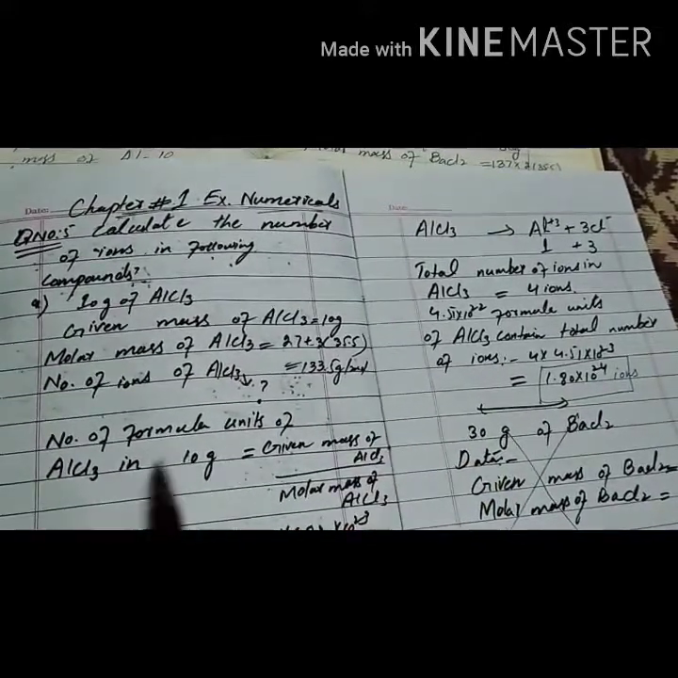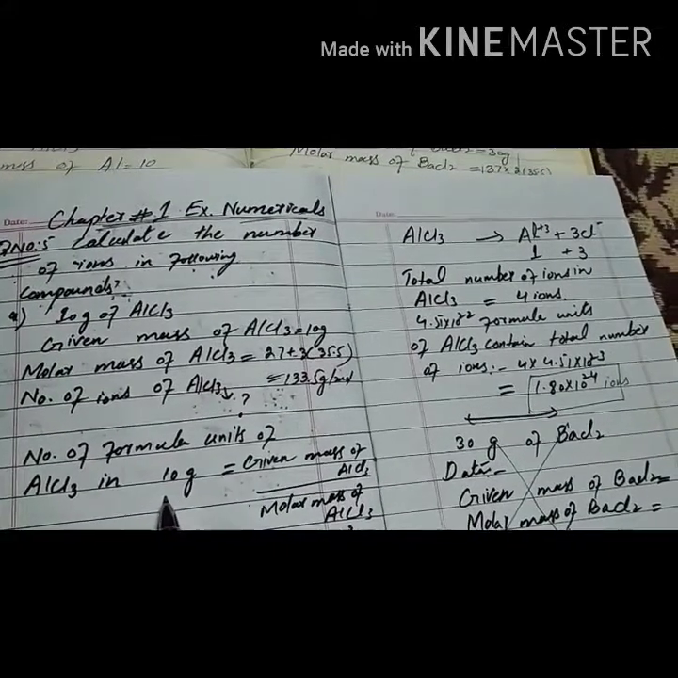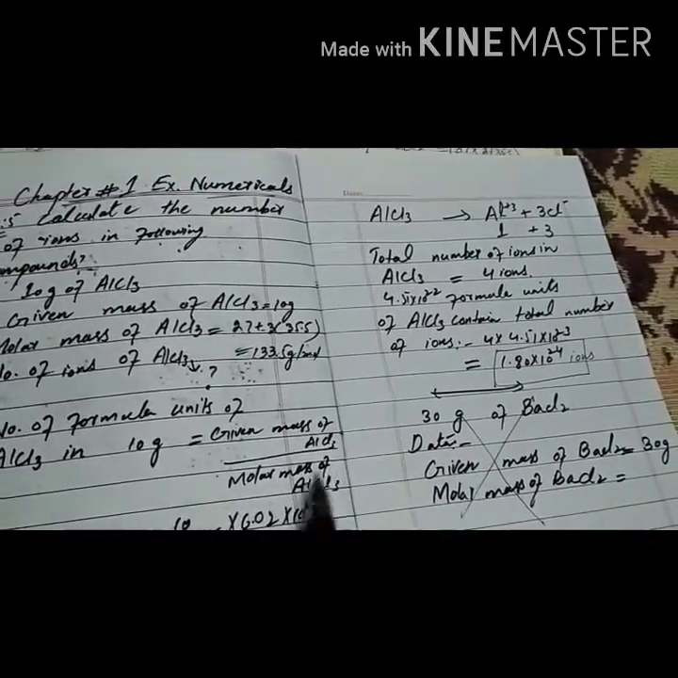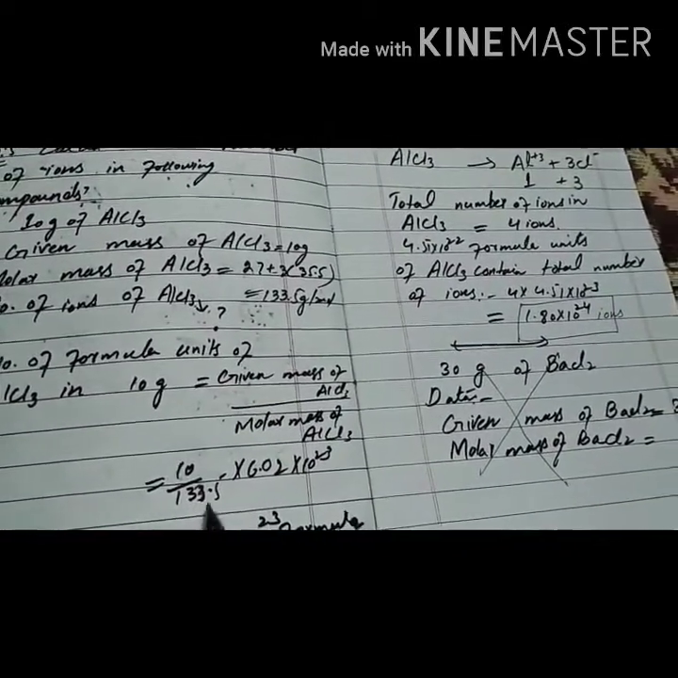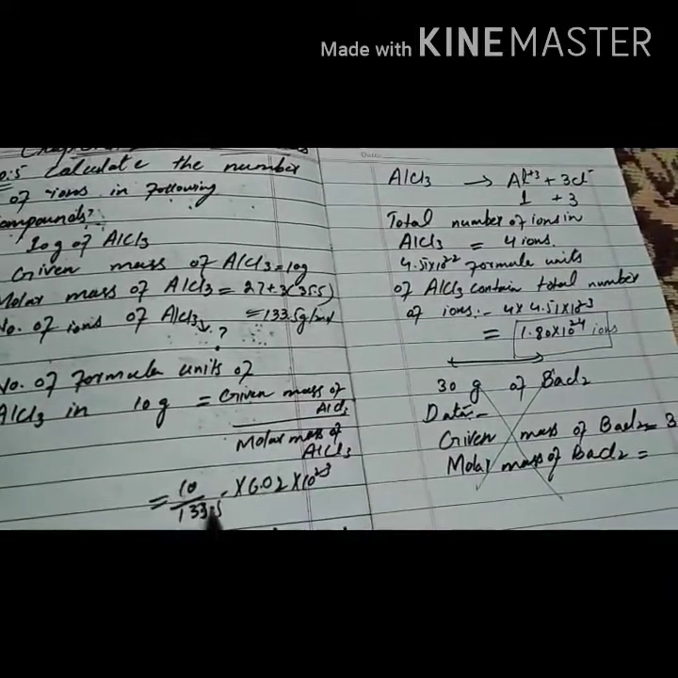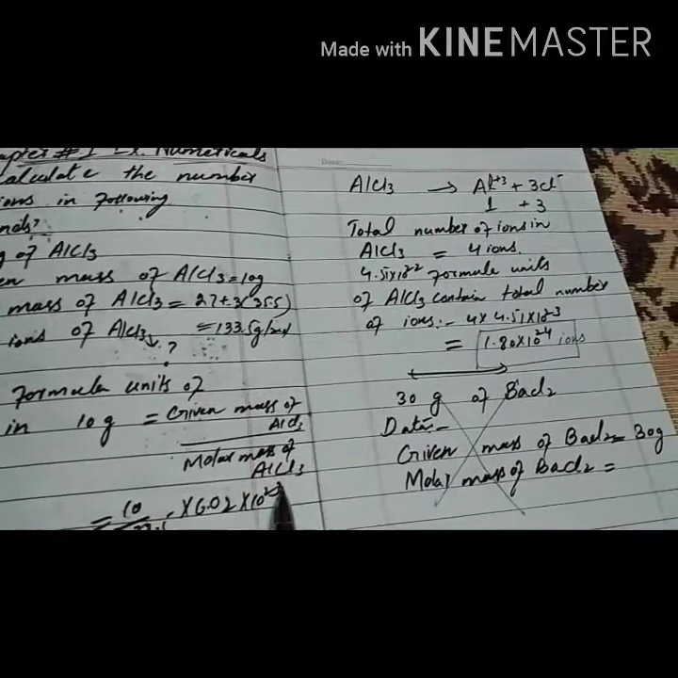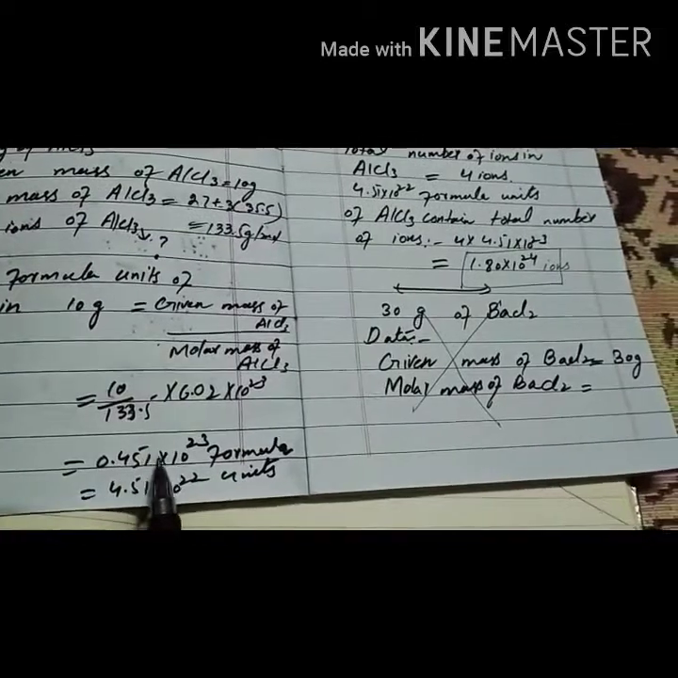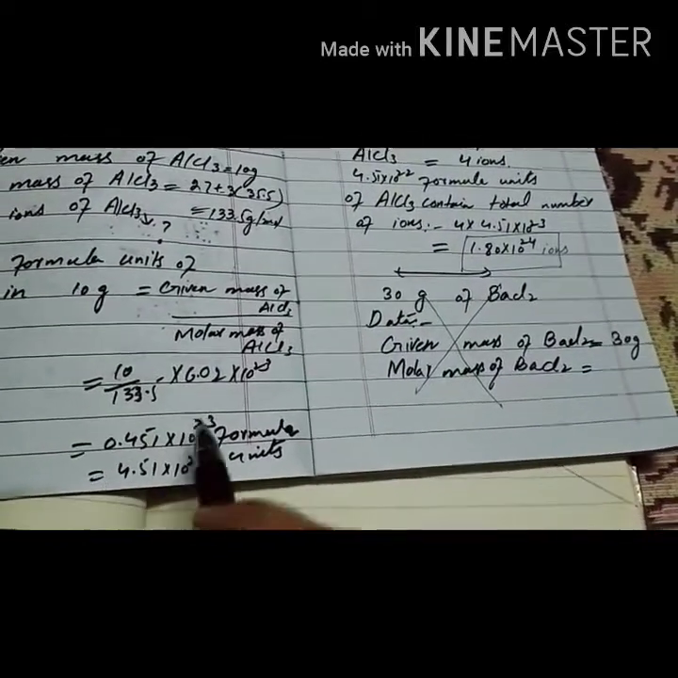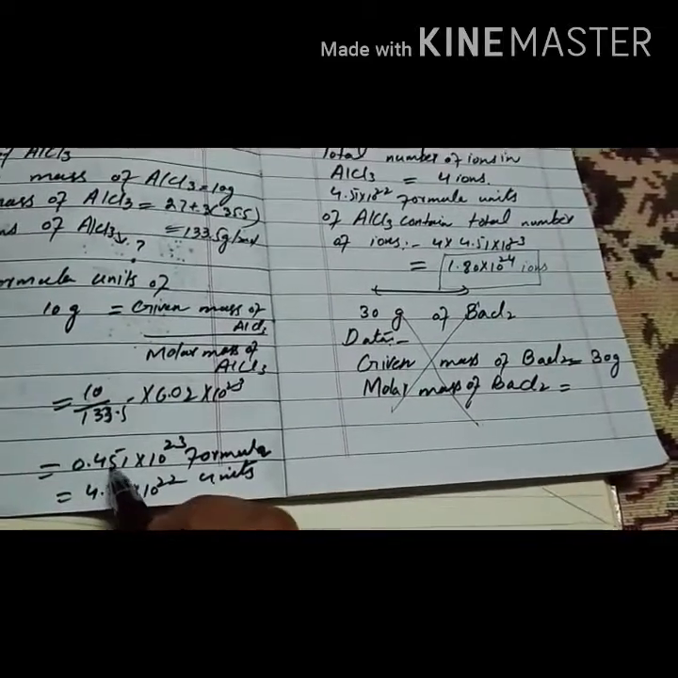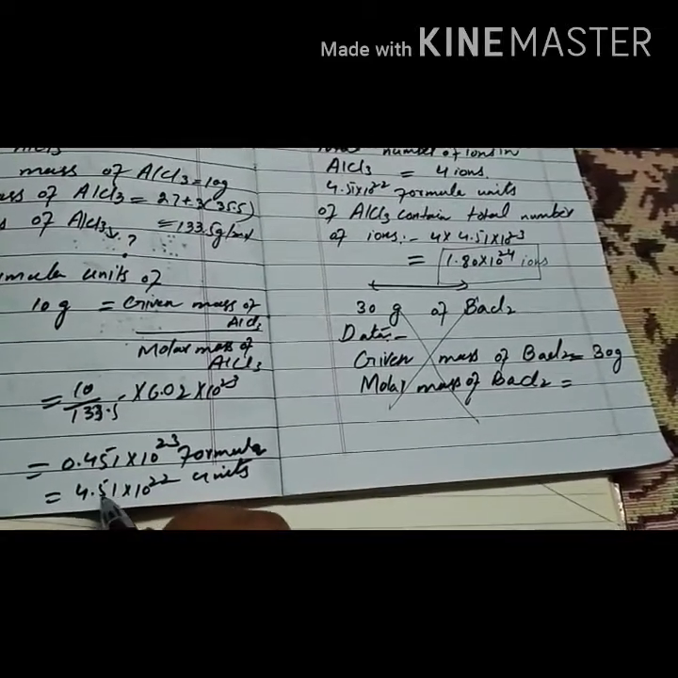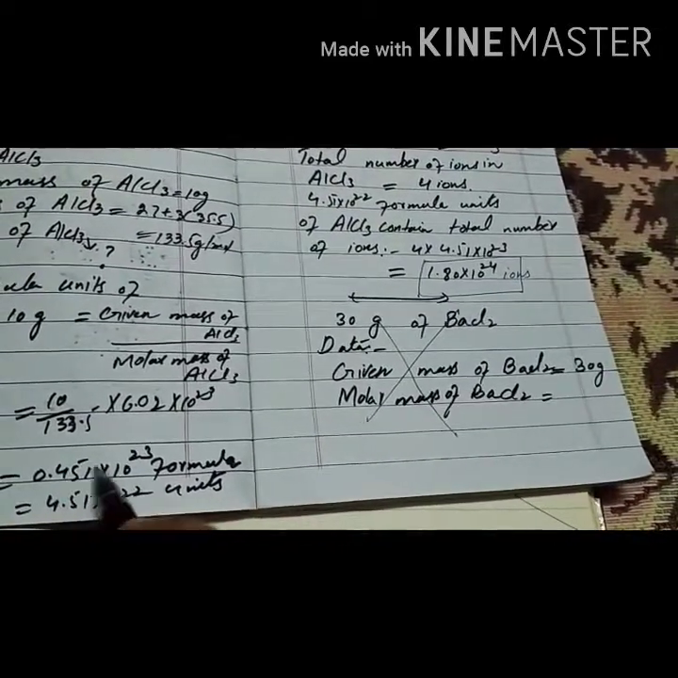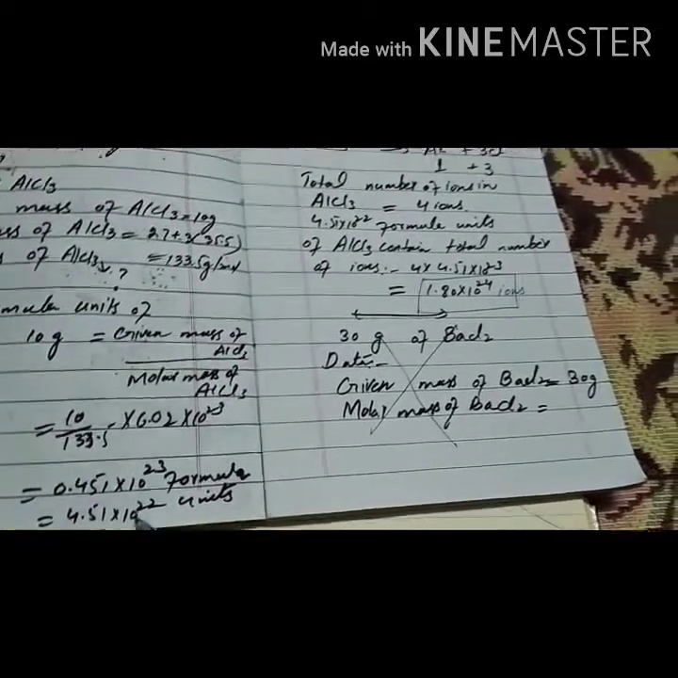Number of formula units of aluminium chloride in 10 gram. Given mass of aluminium chloride over molar mass of aluminium chloride. Given mass is 10 and molar mass 133.5 and multiply 6.0 to 10 raised 23. Now which will be equal to 0.41 10 raised 23, and by shifting the point from here to here, 4.51 multiplied 10 raised 22, 10 raised 23 will be converted into 10 raised 22.